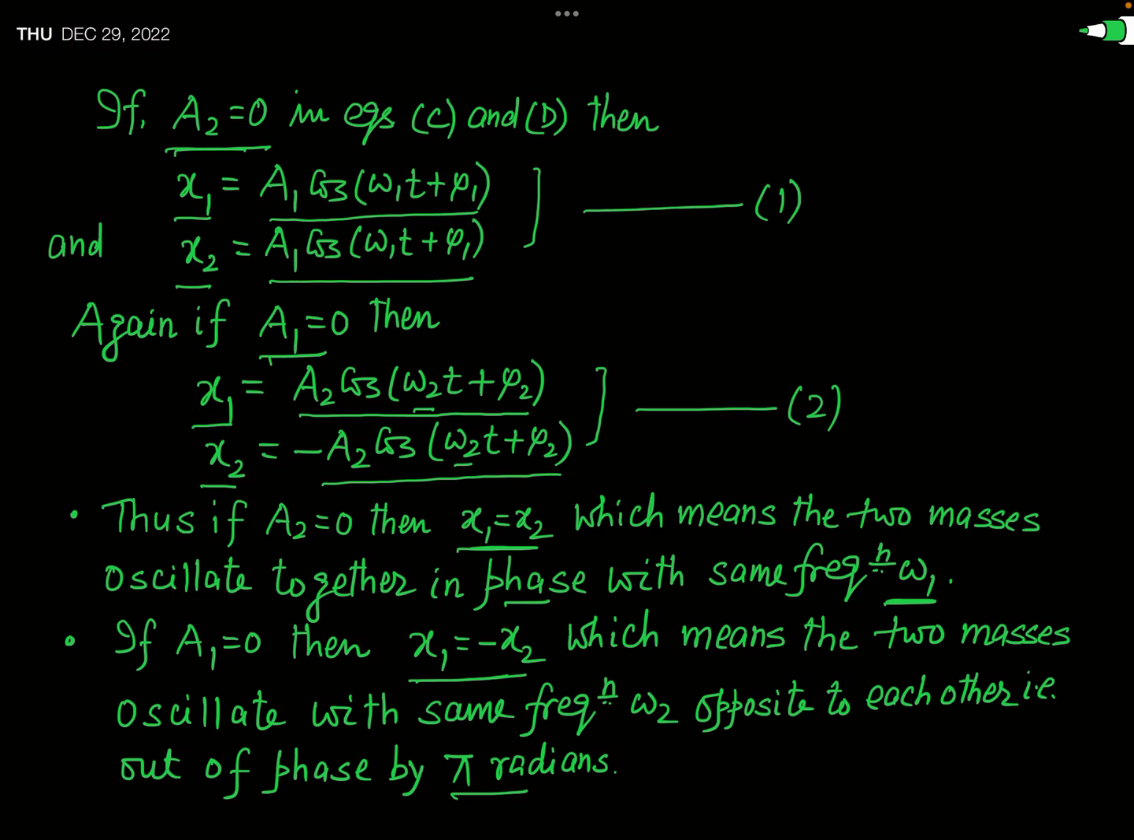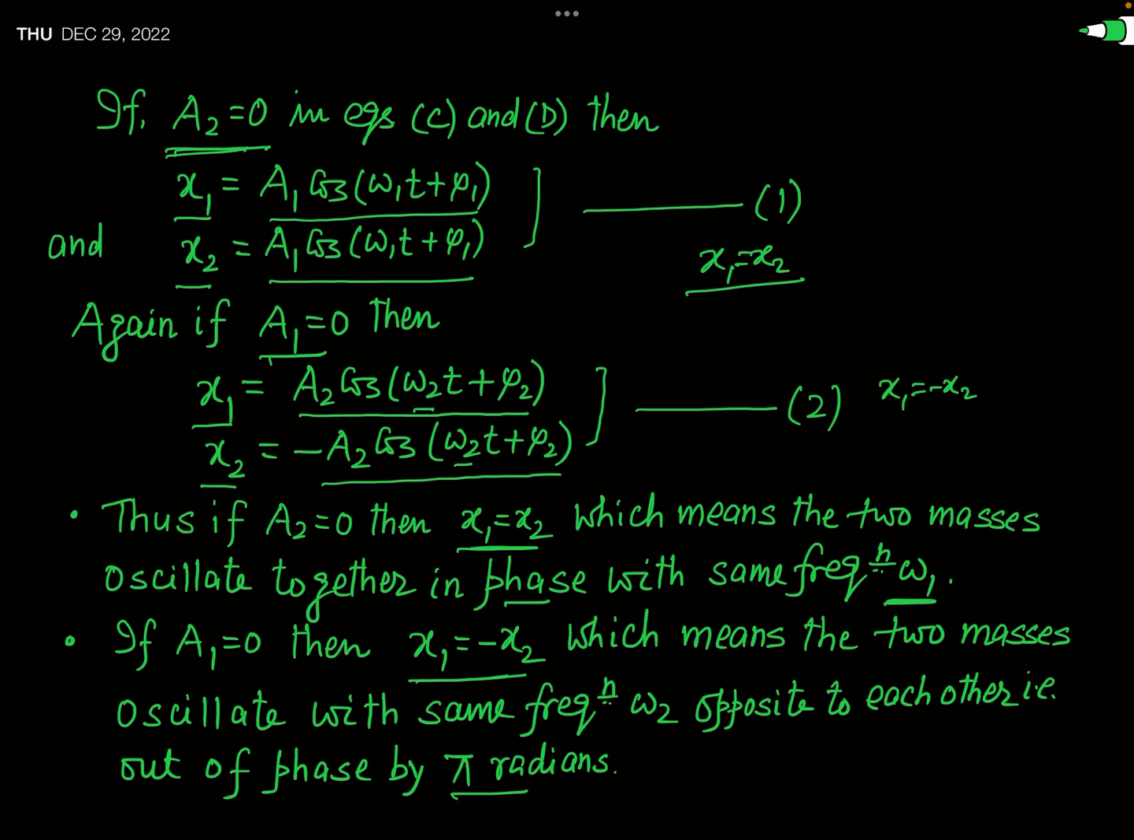Okay? So we have obtained the two results. When A2 is 0, then x1 and x2 both are equal, and both particles or both masses oscillate in the same phase, in the same direction, and with the same frequency omega 1. But when A1 is 0, then x1 you can see is equal to minus x2. So in this case, the frequency of oscillation of the two masses is the same, that is equal to omega 2, but they vibrate in opposite phase.